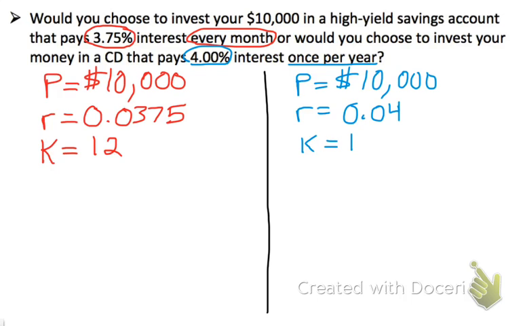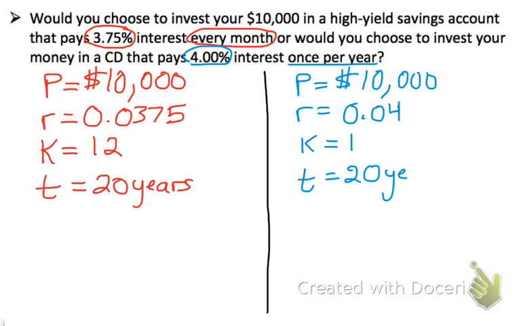Now what we need is an amount of time to compare the two investments. If we just decide on some amount of time to invest these, then we can compare which earns us more money. So let's say we invest over 20 years. We're going to choose 20 years in both cases. We'll calculate how much our investment is worth after 20 years and decide which of the two accounts we want to invest in.